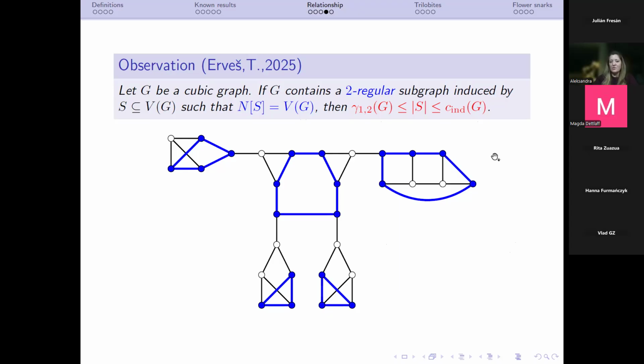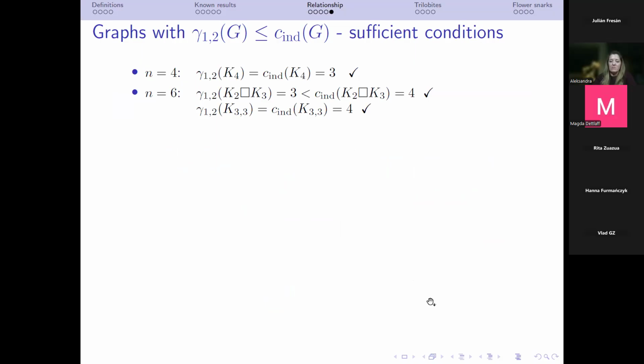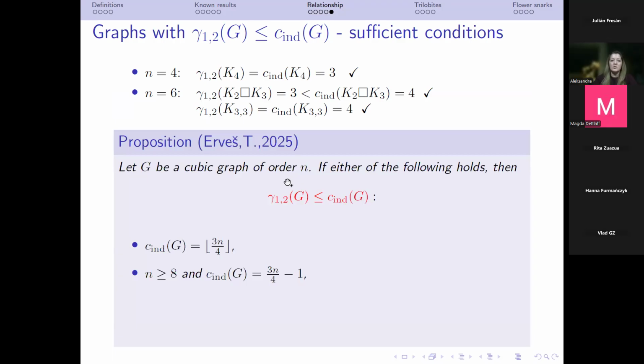So we said we have to start to think about this more systematically. Okay, in this case, we have this inequality, and does this hold always, or what is it with this? So we started more systematically. We started with small cases, and this holds for n equal to 4 and 6. And then we obtained some sufficient conditions. So if CIND is this number, or if the cardinality of the vertex set is at least 8 and CIND is this number, then this red inequality holds. It also holds, and we showed this by using these two previous results, that for every cubic graph on at most 8 vertices, this red inequality holds again, and also in this case.